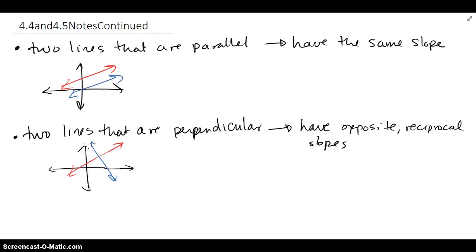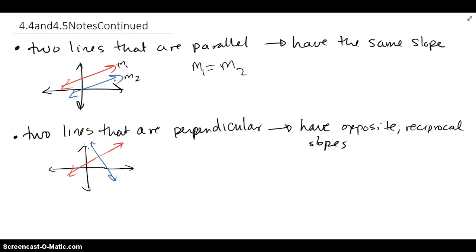Okay, two lines that are parallel have the exact same slope. We've already talked about this before. So if this is, for example, M1 and this is M2, the two different slopes have to be exactly the same because they have the same slant, the same rise over run.